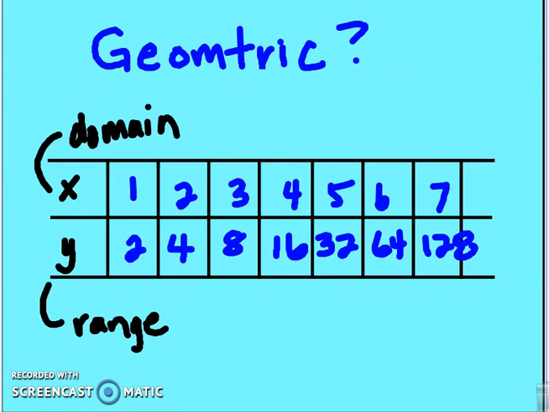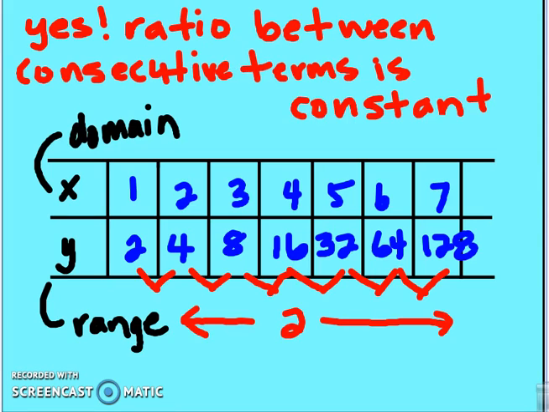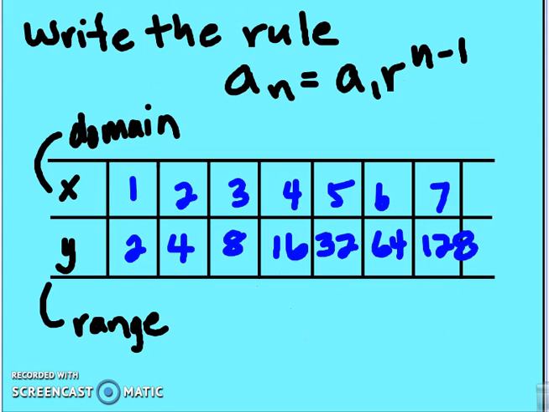All right, so the question is, is this function represented by the table of values geometric? And the answer is yes. I have a common ratio of 2. So this is a geometric sequence.